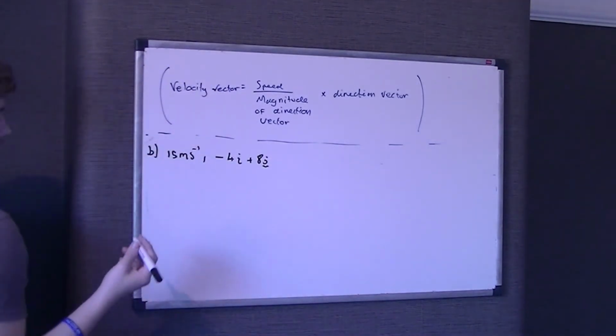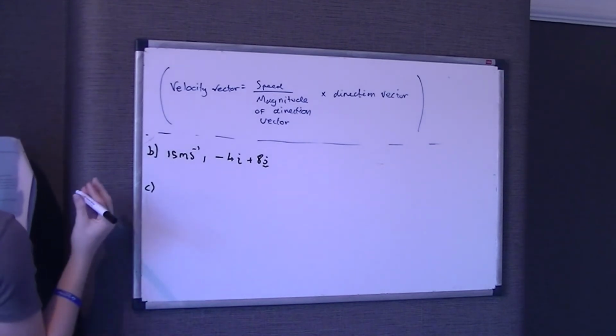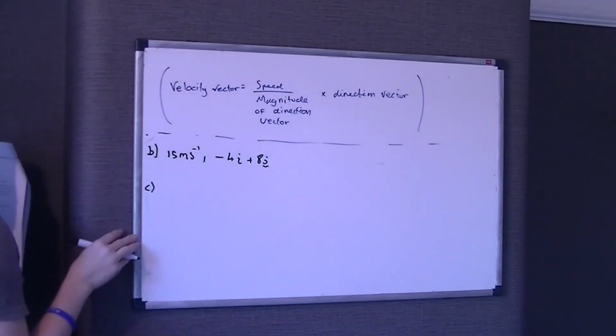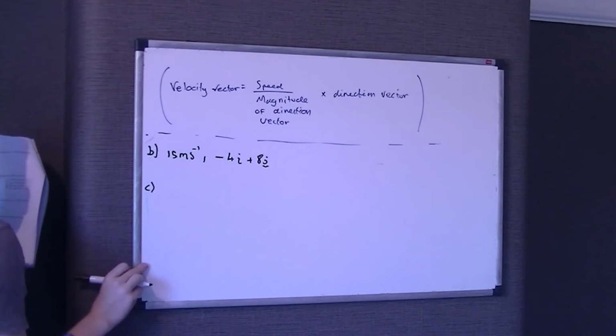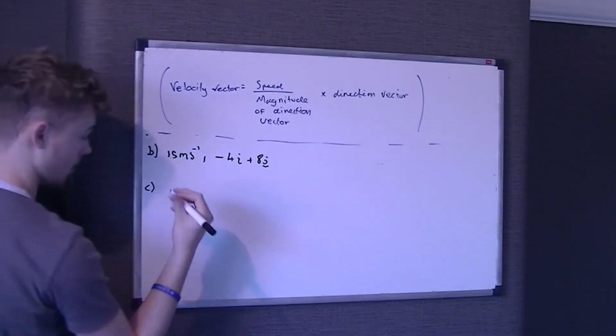And I'm just, instead of putting direction vector equals, I'm just going to put the key bits of information, because using a formula above is not going to have anything else. You're not going to be given the velocity vector. You're going to be given everything. Anyway, so, C.